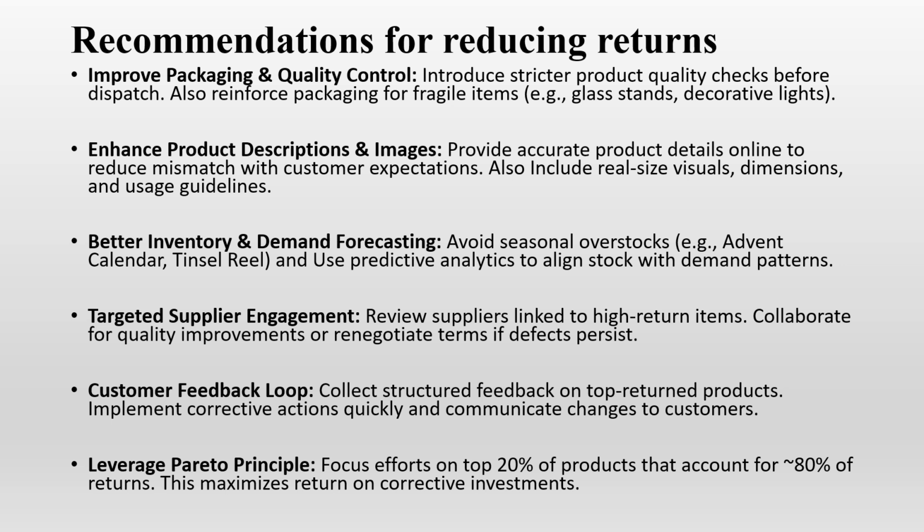Number 3, better inventory and demand forecasting. We should avoid seasonal overstocks and use predictive analytics to align stocks with demand patterns. Number 4, targeted supplier engagement. We should review suppliers linked to high return items, collaborate for quality improvement, or renegotiate terms if defects persist. Number 5, customer feedback loops. We should collect structured feedback on top return products, implement corrective actions quickly, and communicate changes to customers.